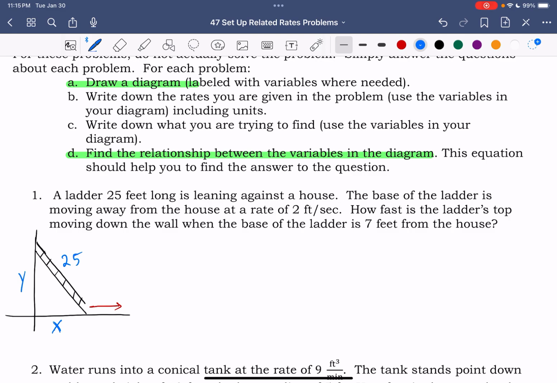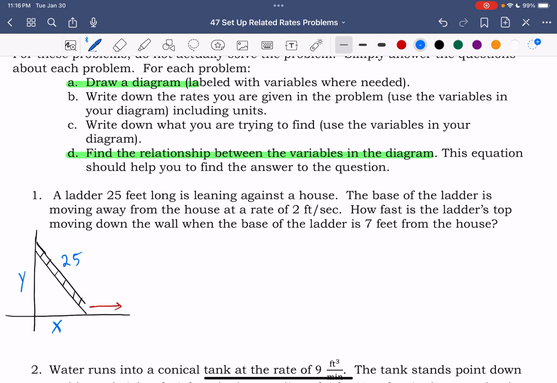Those are the two that are in question. Even if you go back to the problem, the rate that's given to you is the change in x there. It's how fast that ladder is moving away from the wall. That would be your change in x. And then what the question is asking us is how fast the top of the ladder is falling. That's going to be our change in y when we're given a specific distance to plug in for x.